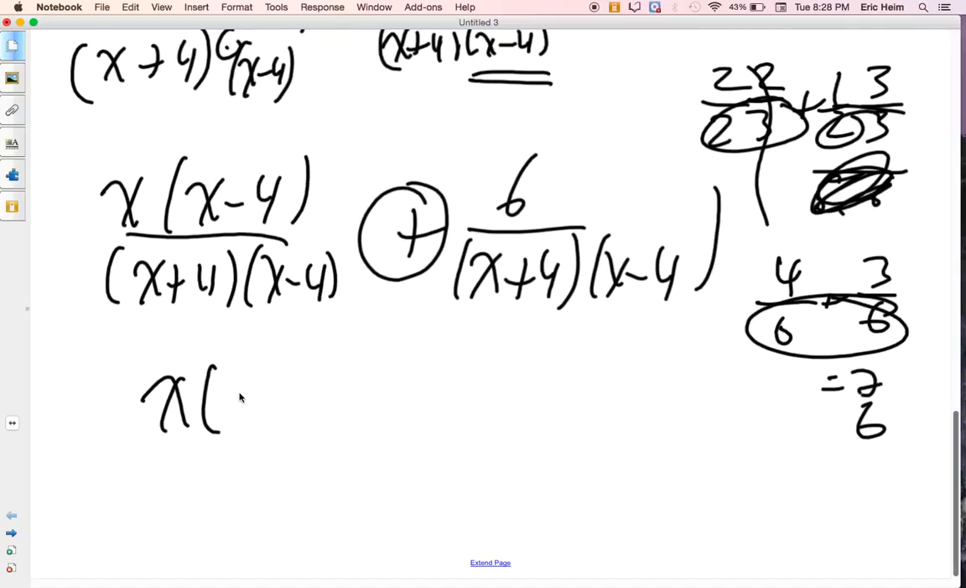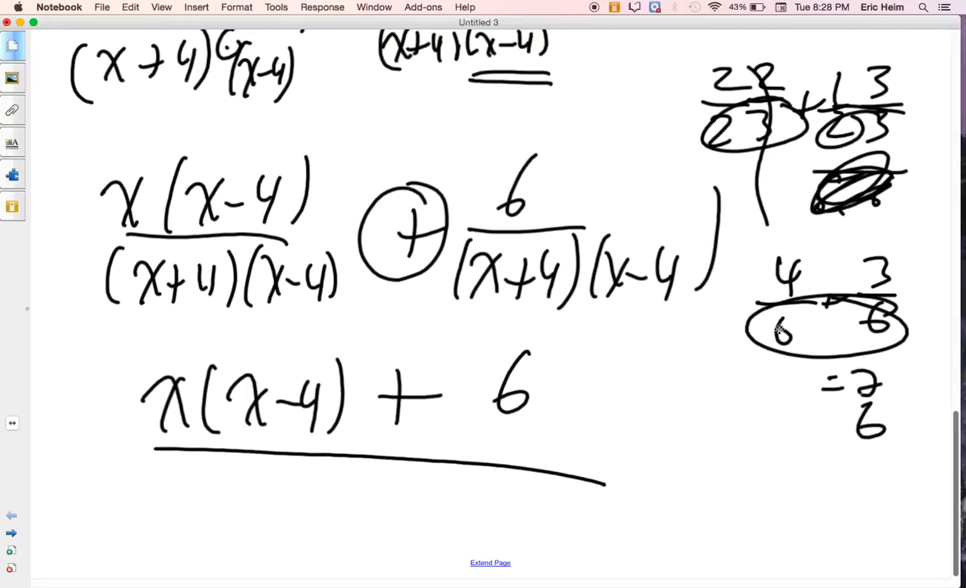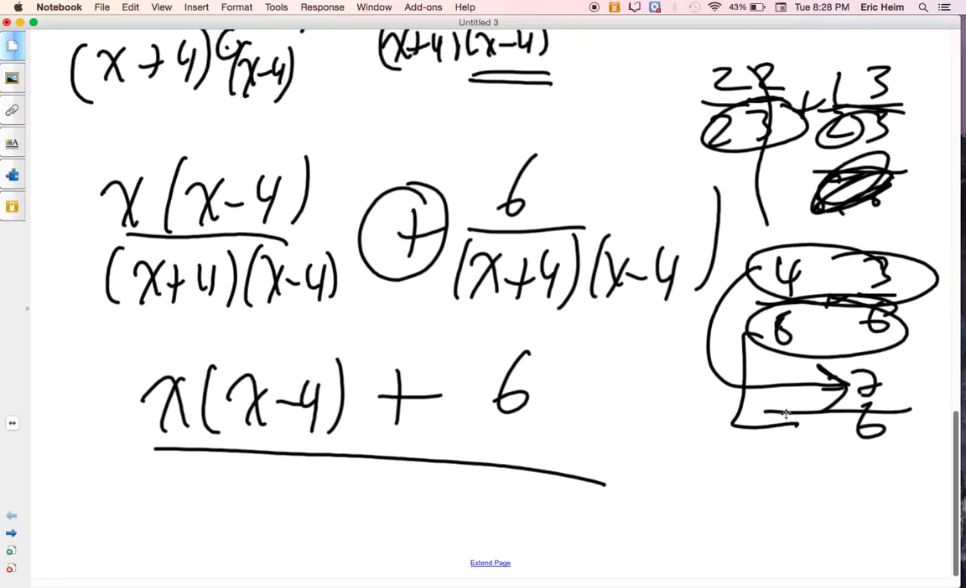x times x minus 4 plus 6 is now the new numerator. Remember, when you add two fractions together, you add the numerators, but the denominator, the common denominator, is the same. It's like saying I have 2/3 of a pizza, you have 1/3 of a pizza, together we have 3/3 of a pizza.